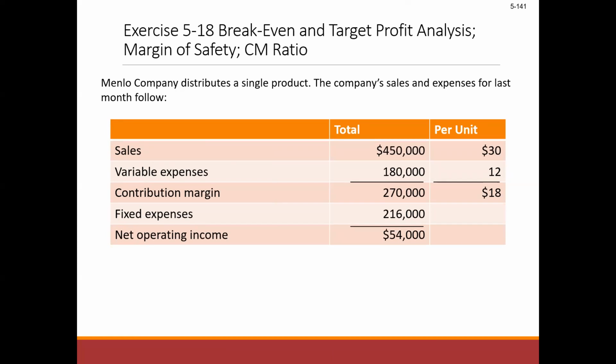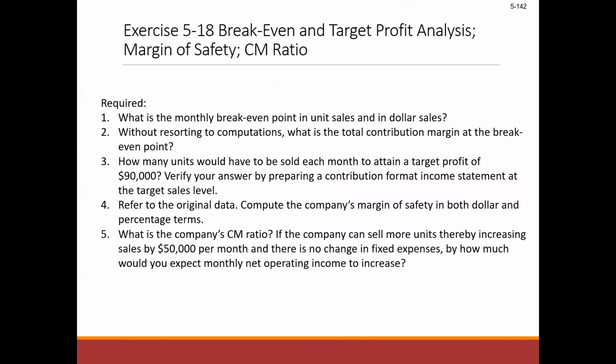Menlo Company distributes a single product. The company's sales and expenses for last month, sales of $450 less our variable expenses gives us our contribution margin. We see our net operating income. What is the monthly break-even point in unit sales and in dollar sales? And then without resorting to computations, what's the total contribution margin at the break even? How many units would have to be sold each month to attain a profit of 90,000? Compute the company's margin of safety. And what is the company's contribution margin ratio?